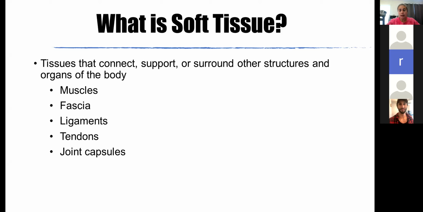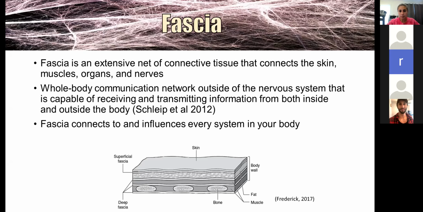So soft tissue is helping to connect, support, or surround other structures and organs of the body. So we have the muscles, the fascia, ligaments, tendons, and joint capsules, which are all components of soft tissue, okay? And when we are doing this self-myofascial release, we're not really working on the ligaments and the tendons specifically. Stretching is going to help with that. Not really the joint capsule either. So we're focusing more on the muscles and the fascia, okay?